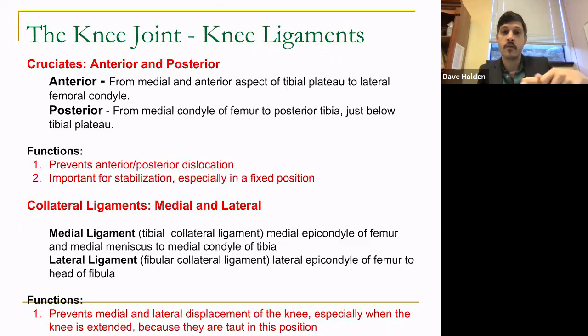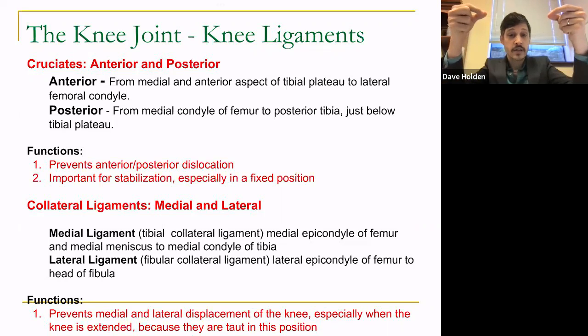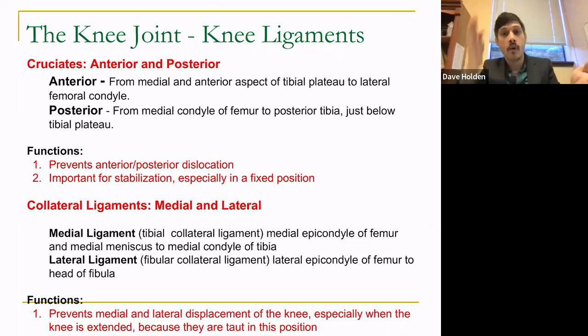These are ligaments that will run from the tibia below to the femur on top, respectively, on the lateral or medial aspect of the knee joint itself. The medial ligament connects to the medial condyle of the tibia and the medial epicondyle of the femur. The lateral collateral ligament will connect the lateral condyle of the tibia to the lateral epicondyle of the femur. That was a bunch of words.